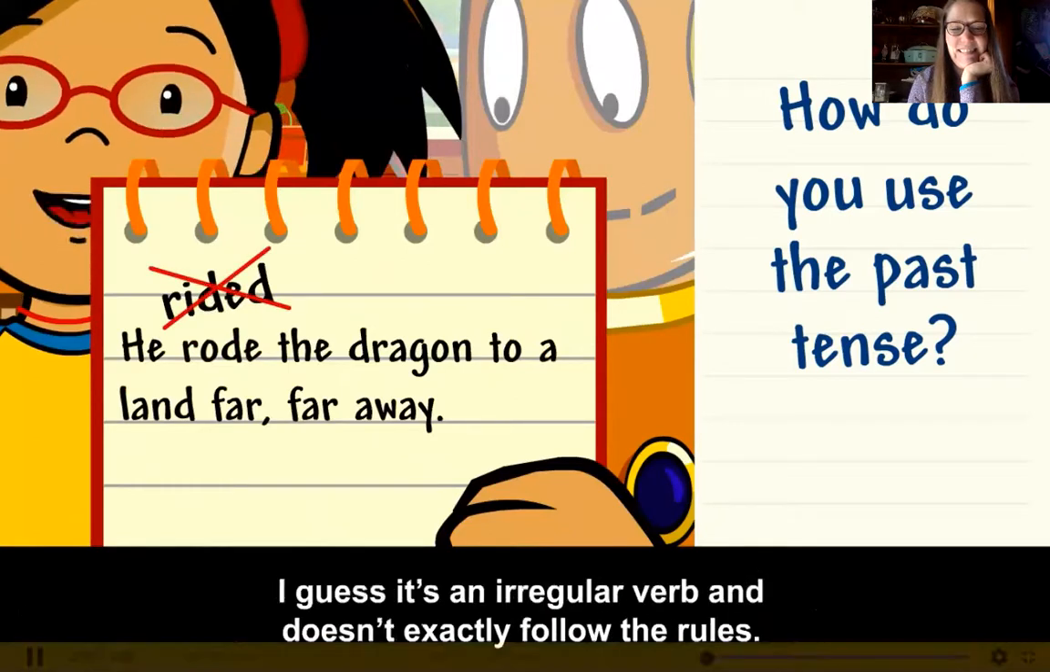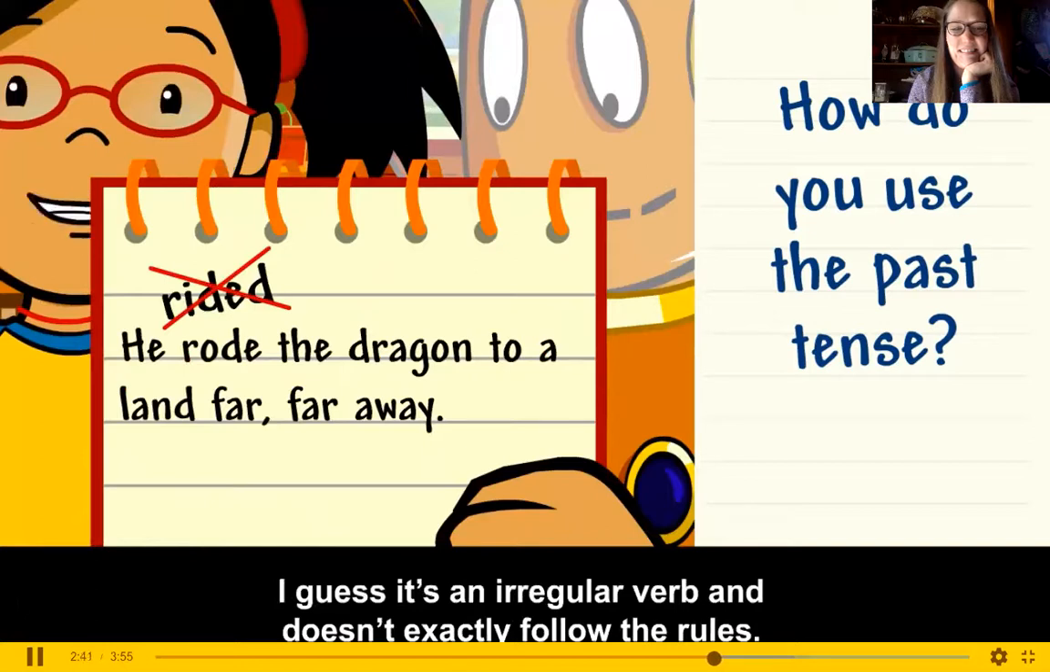I guess it's an irregular verb and doesn't exactly follow the rules. So there are a lot of verbs that change differently than how we might say; there are exceptions to the rule. Just like when we talk about our glued sounds, sometimes there are exceptions to the rule where a and n might be together, but they don't say "and." That is an exception. Rode is an exception to the rule.